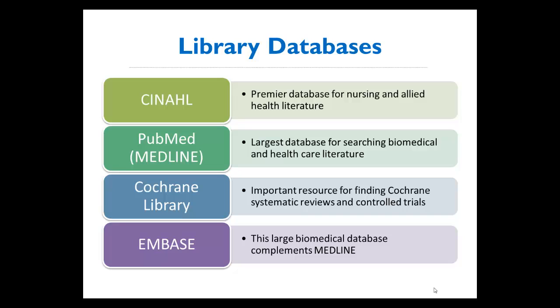And the library has 3 different versions of Medline. You can search PubMed, and we also provide access to an EBSCOhost version of Medline and an Ovid version of Medline. So you can choose which one you prefer. In this tutorial, we will be using PubMed as an example. The Cochrane Library is the resource that you will use to search for Cochrane systematic reviews and also controlled trials and other resources that Cochrane makes available. And Embase is a large biomedical database that is somewhat similar to Medline, but the coverage is not identical. So if you're trying to do a really comprehensive search, we recommend searching both Medline and Embase.